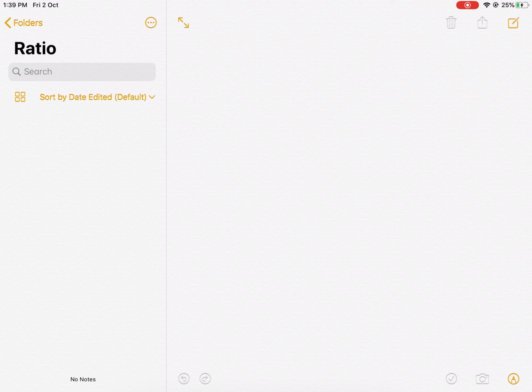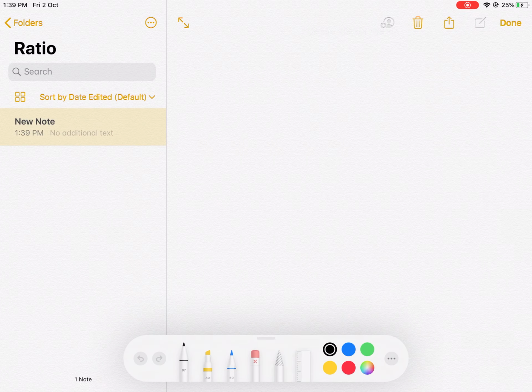So today we're going to learn about sharing ratios, and we're going to learn about using ratio. So let's start actually learning about ratio, and let me get the pen. Yeah, now we're good.